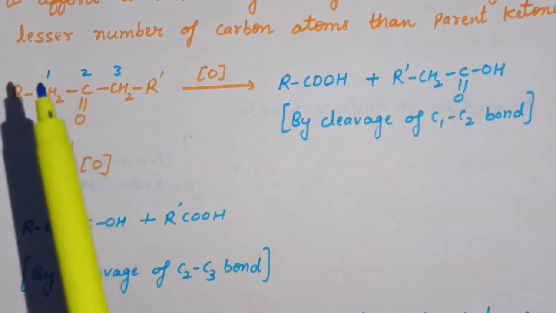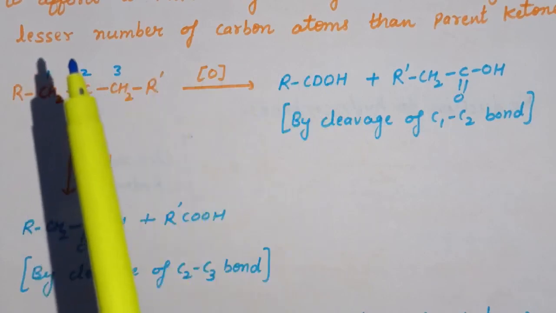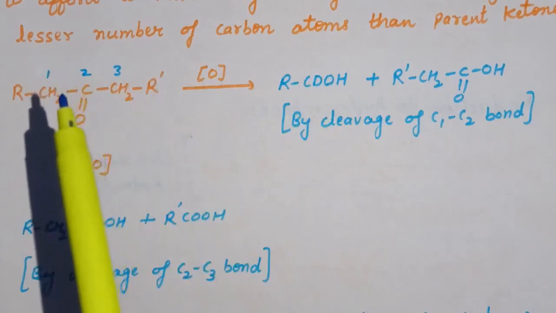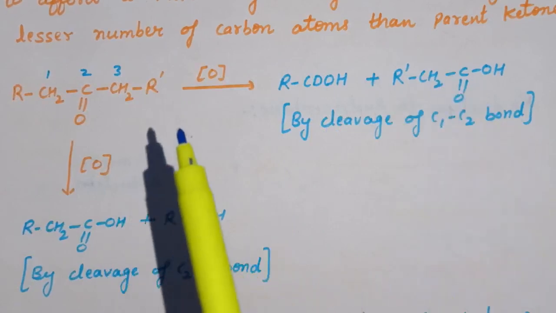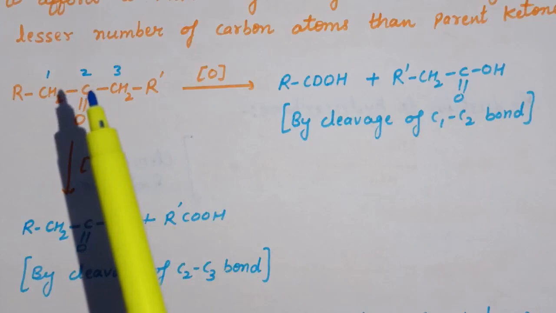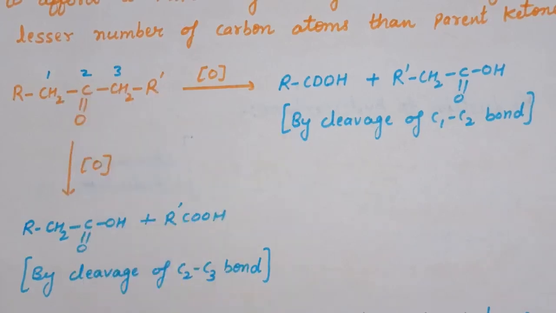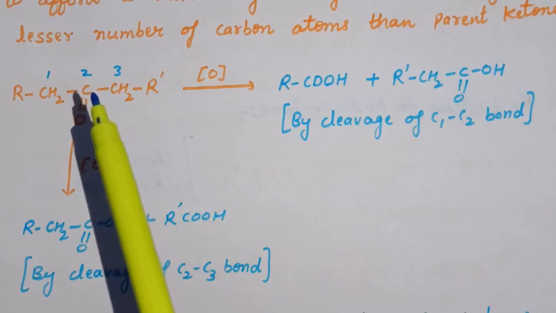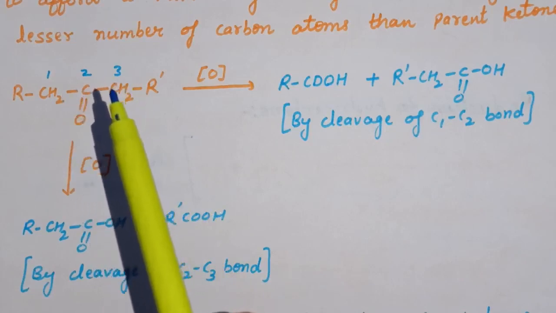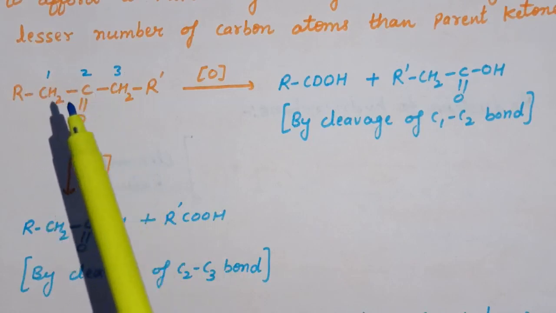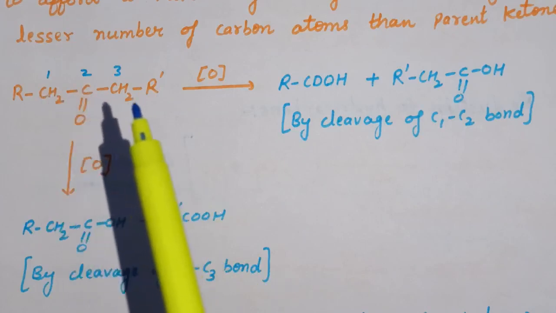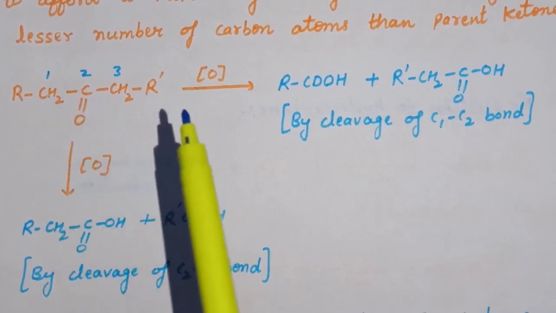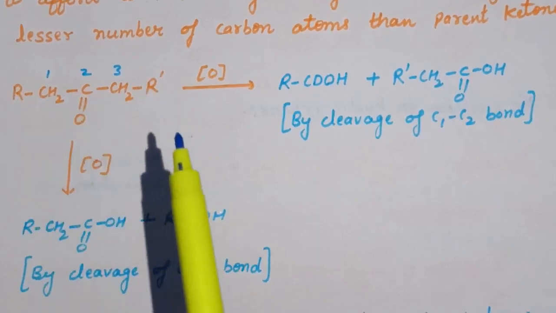So this CH2 converts to COOH. When cleavage between carbon 1 and 2 is done, RCOOH and R-CH2COOH, two acids are formed. Second case is when the cleavage between carbon 2 and carbon 3 is done. So here the acids formed are RCH2COOH and R-COOH. This is the case of symmetrical ketones when R and R' are same.